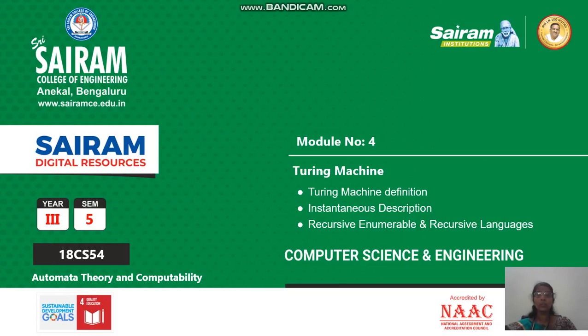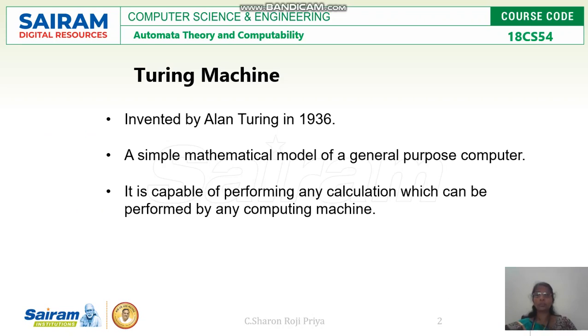Hi students, in this video we'll discuss the Turing machine: the definition of the Turing machine, instantaneous description, and the languages accepted by the Turing machine. The Turing machine was invented by Alan Turing in 1936. He was a British mathematician and invented it during the Second World War. It is a simple mathematical model of a general purpose computer, that is, it can perform any calculation that can be done by a computing device.